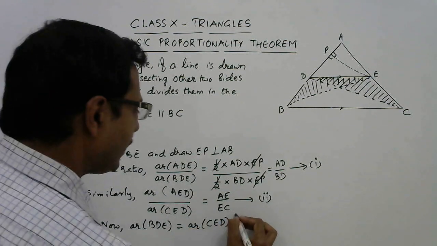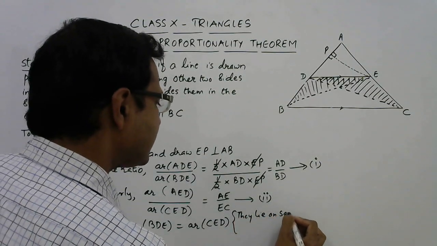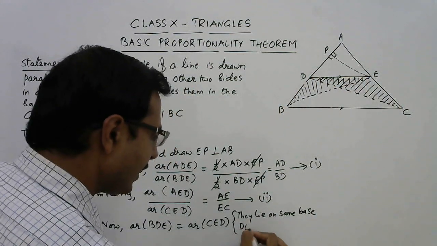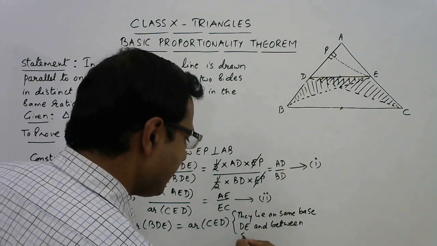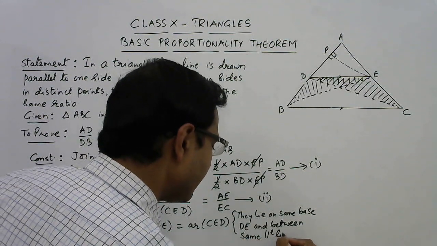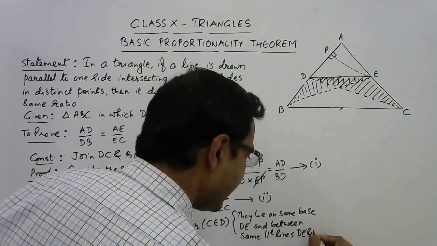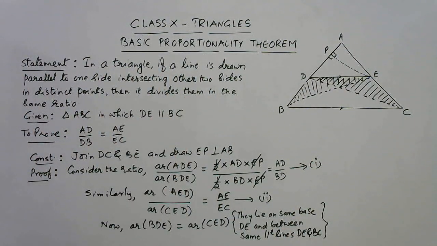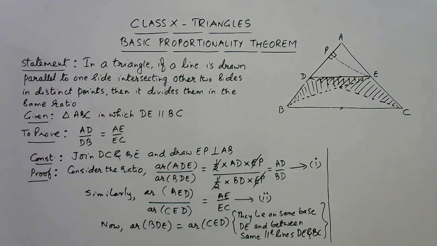And what reason will you give? They lie on same base. Which is the base? DE, and between same parallel lines. And which are the parallel lines? DE and BC. So here is the use of the two parallel lines, DE and BC. After this, it is just theory. You have to just write two steps and get to the answer.